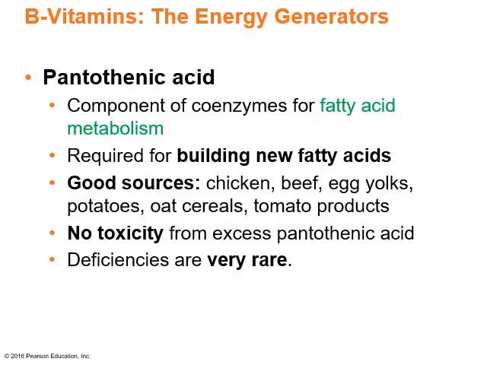Continuing on with the B vitamin family here, pantothenic acid. It's a component of coenzymes for fatty acid metabolism. It is required for building new fatty acids in the body. Good sources here: chicken, beef, egg yolks, potatoes, oat cereals, tomato products. No toxicity from excess of this, and deficiencies are also pretty rare, so those are good things to hear.